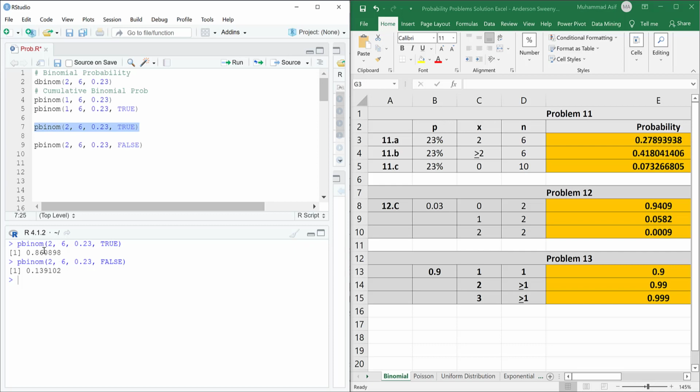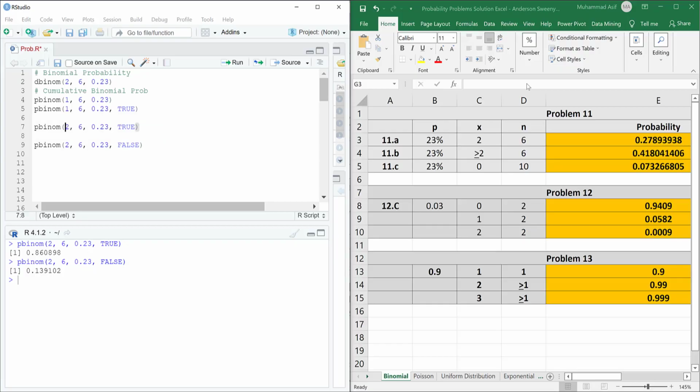And this is something that's slightly different from Microsoft Excel. In Microsoft Excel, we are using the same number, 2 here and 2 here, and over here it would mean everything less than 2 including 2, and this one means more than 2, that is 3, 4, 5 and 6.